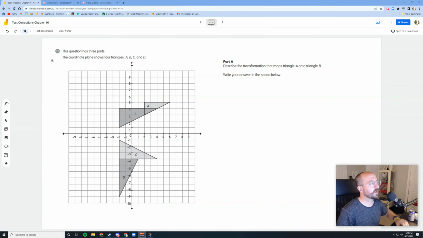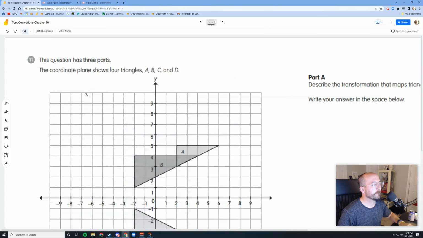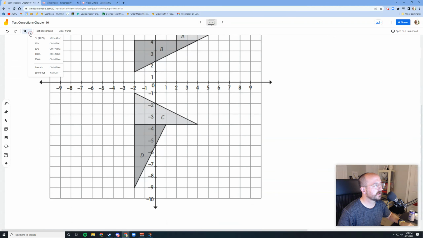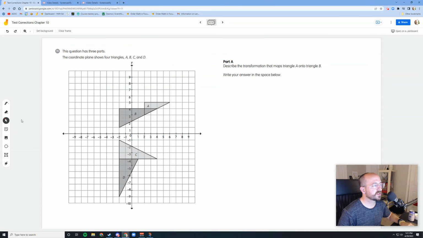All right, let's finish this one up. Okay, so here we have triangles ABCD. And we are going to start off talking about how we can get from A to B.